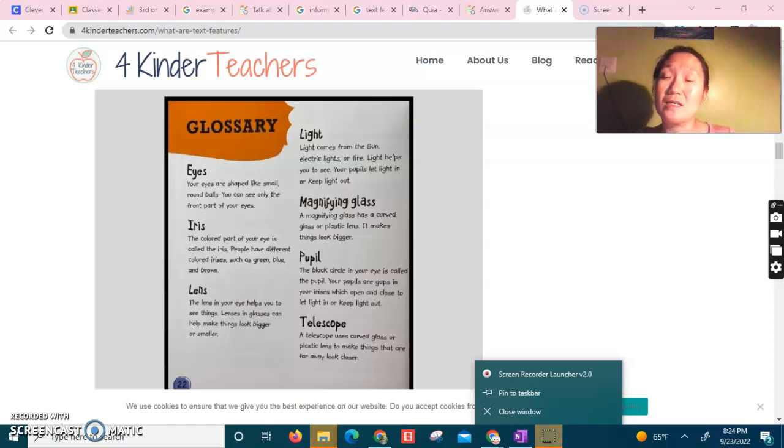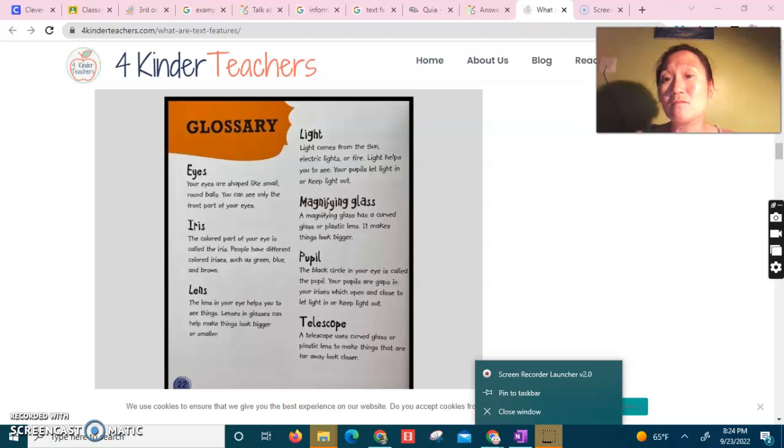We are going to look in depth at each type of text feature in an informational book. The first one that you could possibly have is called a glossary. So we're going to look at what a glossary is a little more in depth. A glossary, for example, is found in the back of a book. Okay? Always found in the back of a book.